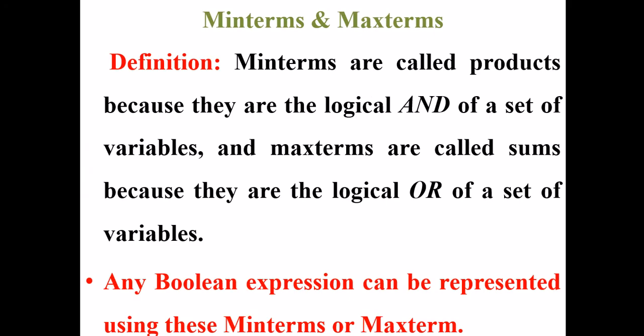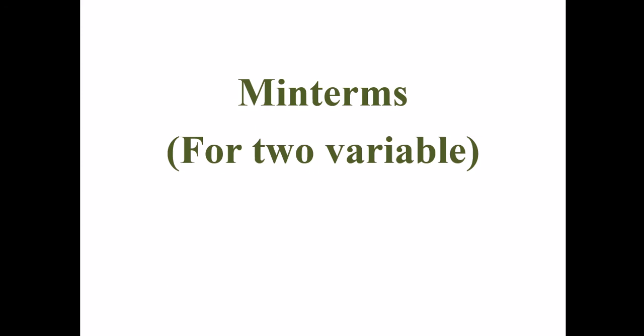Now what is a minterm? Minterms are called products because they are the logical AND of a set of variables, and maxterms are called sums because they are the logical OR of a set of variables. Both are exactly opposite of each other. So any Boolean expression can be represented using minterms and maxterms.